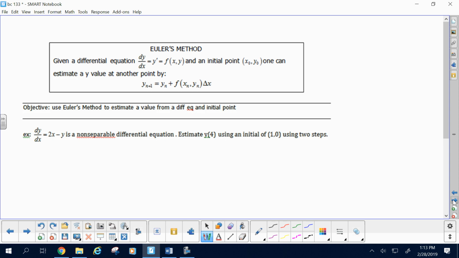Now, that's not to say sometimes we'll do easy ones that you could integrate because you want to learn on easy ones sometimes. But usually this is used on non-separable differential equations. And you'll definitely use this in diffie-q. So the idea goes like this.